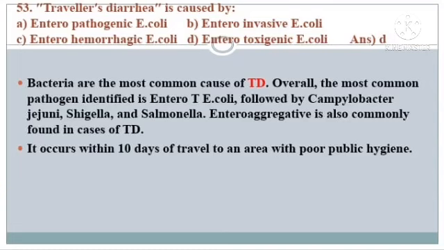Question number 53. Traveler's diarrhea is caused by? The answer is option D, enterotoxigenic E. coli. Bacteria are the most common cause of TD. The most common pathogen is enterotoxigenic E. coli, followed by Campylobacter jejuni, Shigella and Salmonella. It occurs within 10 days of travel to an area with poor public hygiene.